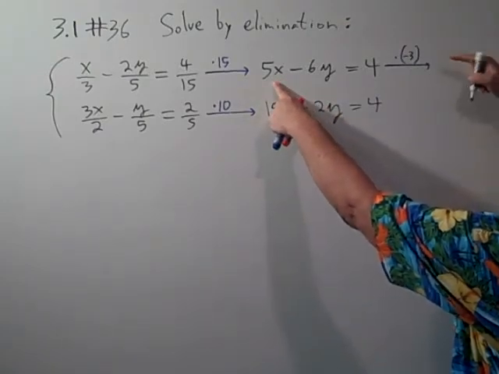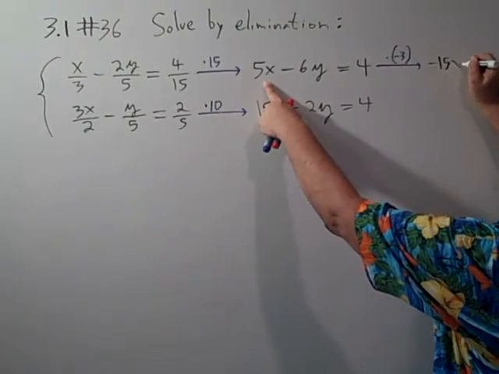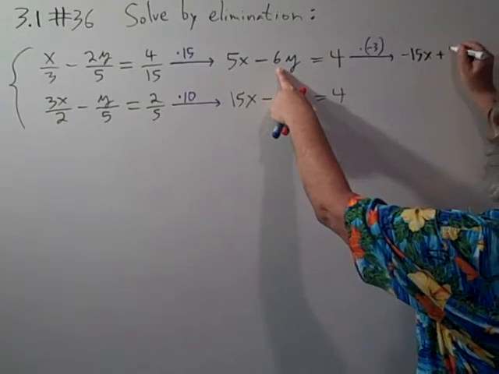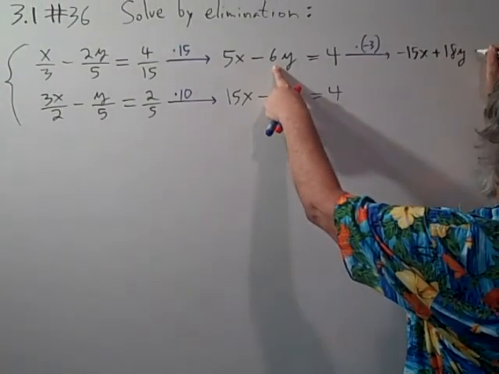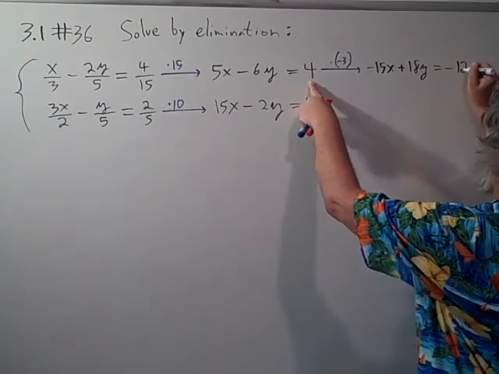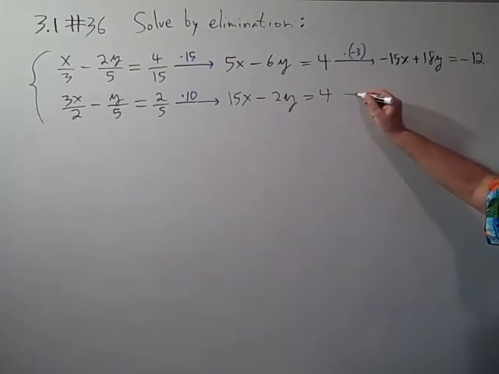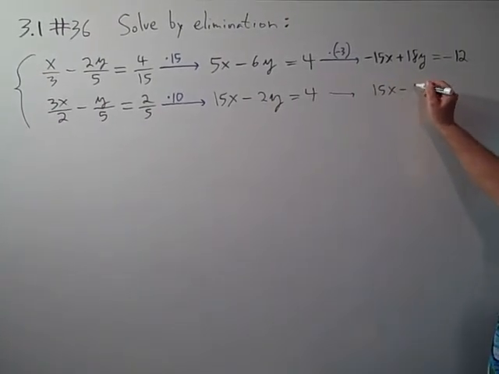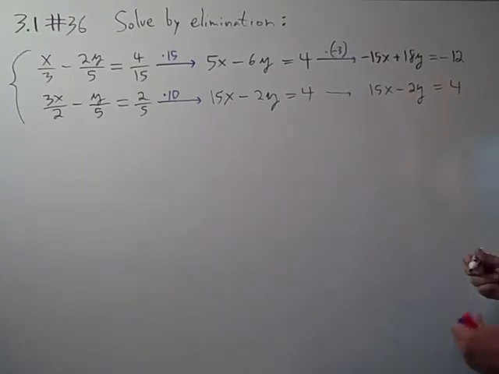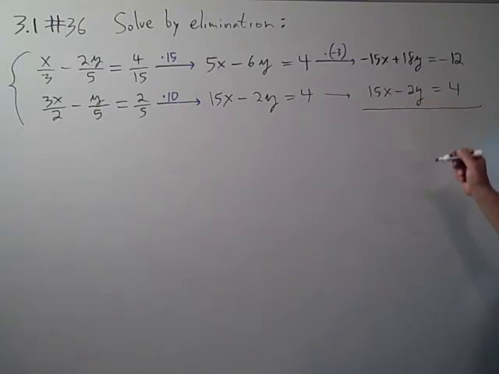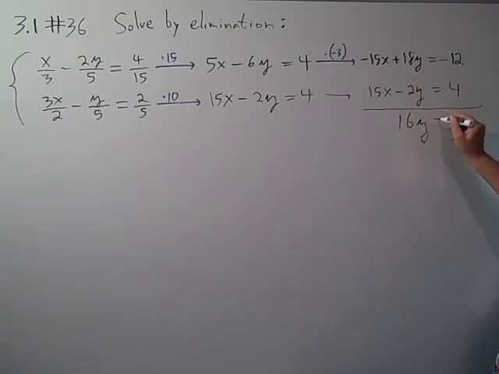So 5x times negative 3 is negative 15x. Negative 6y times negative 3 is positive 18y. And 4 times negative 3 is negative 12. So bringing this equation straight over, we have 15x minus 2y equals 4. Now by adding these two equations, we can eliminate the x's. The x's cancel. We've got 18y minus 2y is 16y. Negative 12 plus 4 is negative 8.